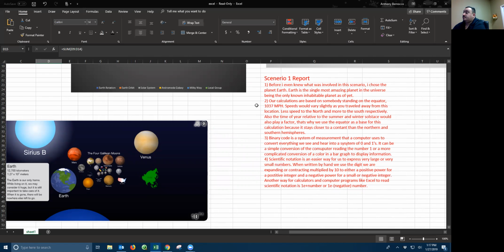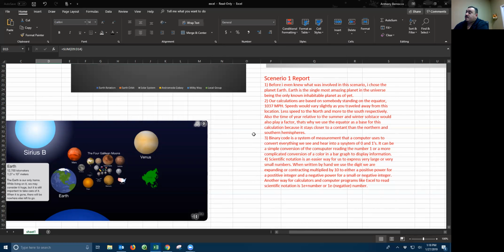Going through, our calculations for the Earth's rotation are based on somebody standing on the equator. There's less speed to the north and more to the south. Also, the time of the year relative to the summer and winter solstice would also play a factor in the tilt of the Earth. So we use the calculations at the equator for the Earth's rotation because it's a little bit more constant than the other locations.